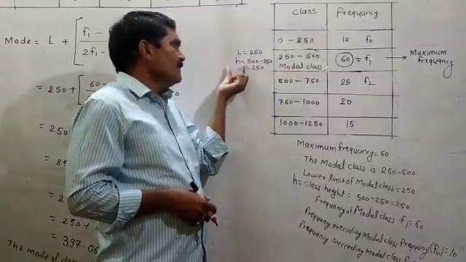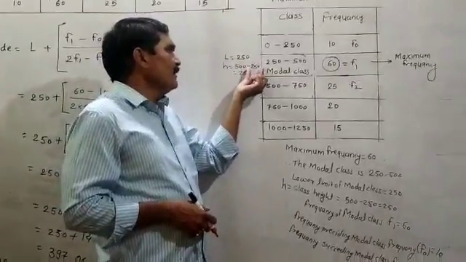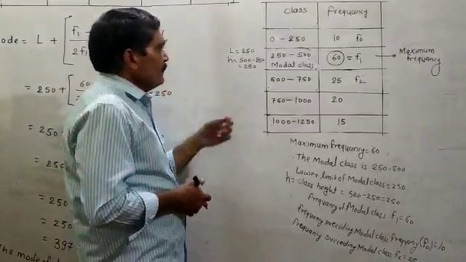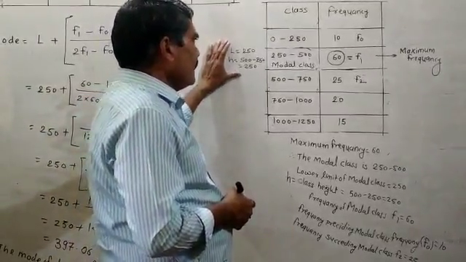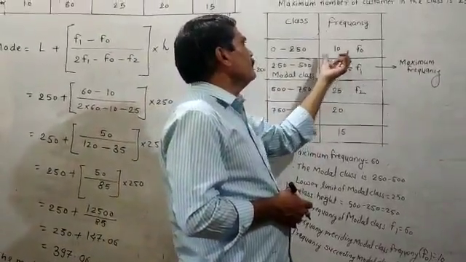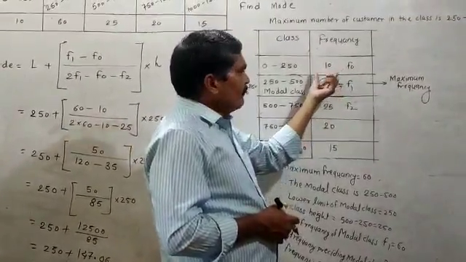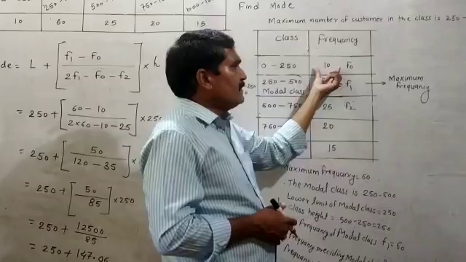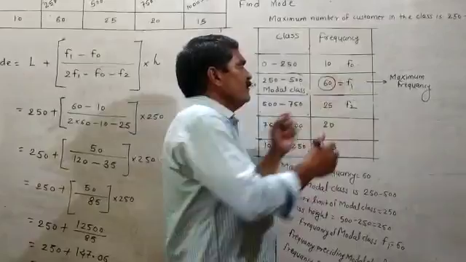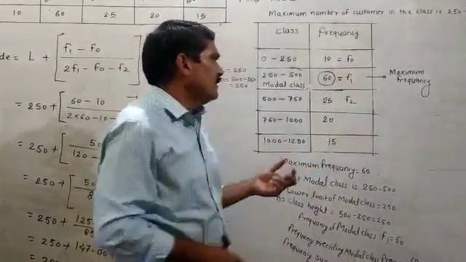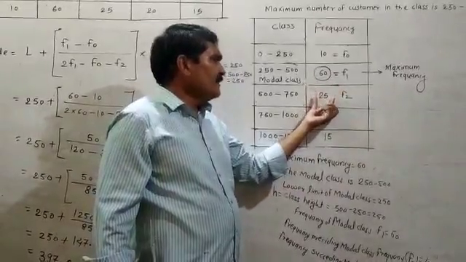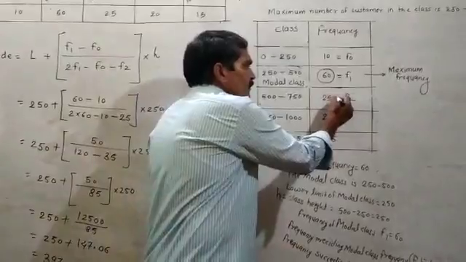At that time, h is equal to upper limit minus lower limit, 500 minus 250 is equal to 250. Once you get all these things, you have to find out the frequency preceding the modal class frequency, the previous frequency. The frequency preceding the modal class is denoted by F0. So F0 is equal to 10. And the frequency succeeding the modal class frequency is 25. This you will denote by F2.